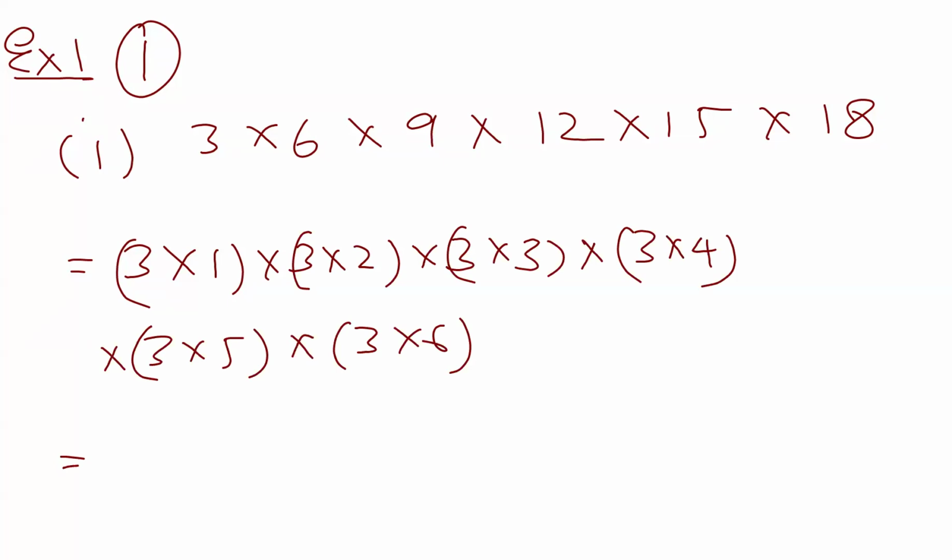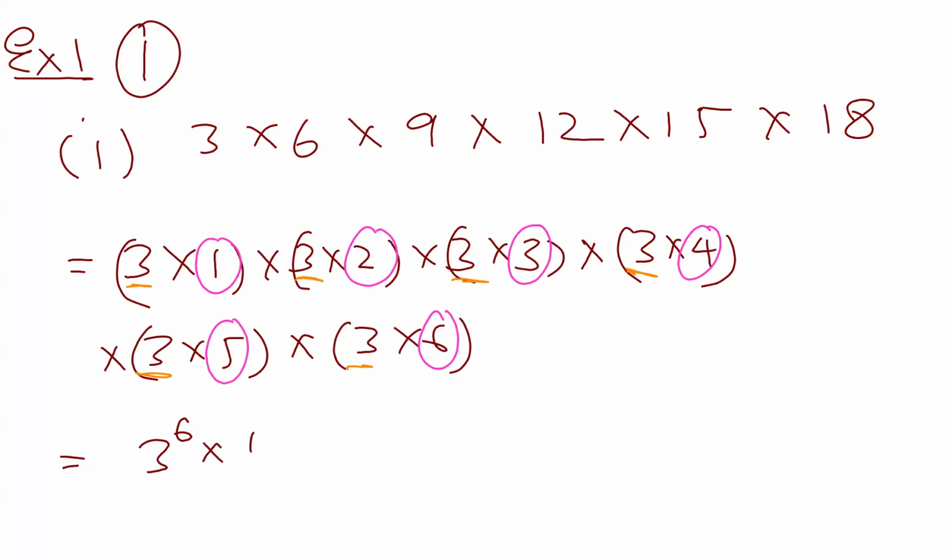So look at the first term. It's 3 everywhere. So 3 is occurring 6 times. So this is 3 raised to 6, into 6 into 5 into 4 into 3 into 2 into 1. That is 6 factorial. So that is the first answer.